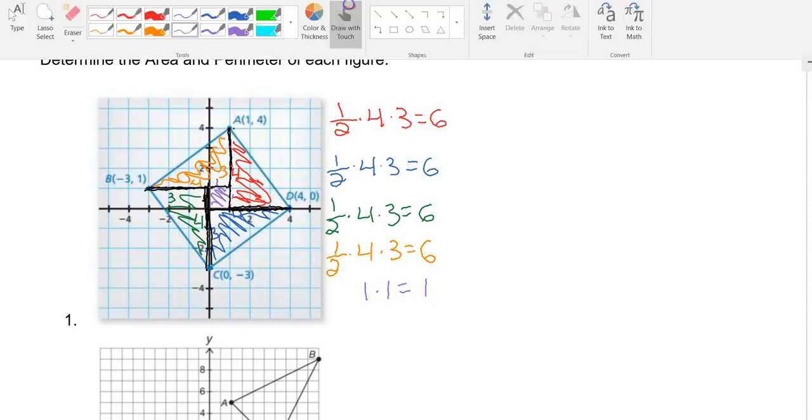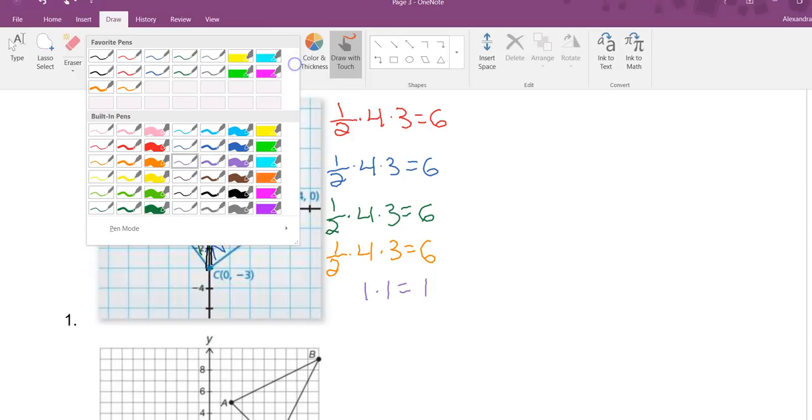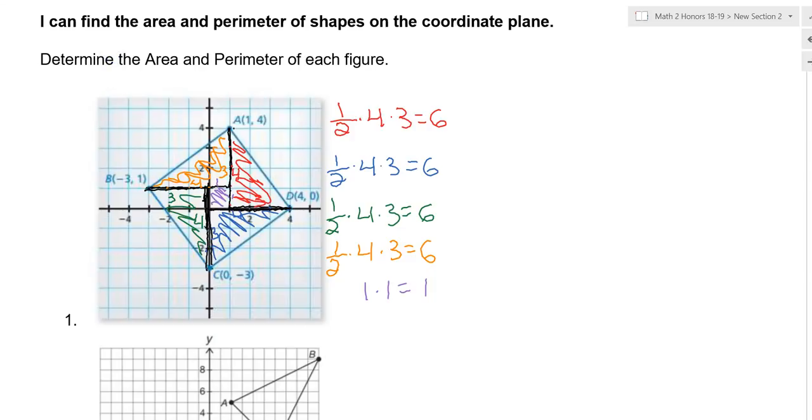So then our last step is just to add everything up. 6 plus 6 plus 6 plus 6 is 24, plus 1 is 25. So our area equals 25 units squared.